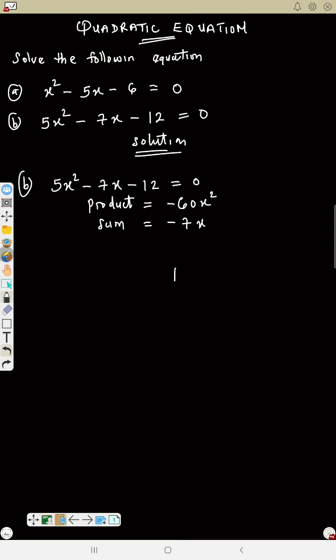So now, what are the factors of 60? You can use the LCM, because if you are not sure: 2 in 60, that will be 30. 2 in 30, that will be 15. 3 in 15, that will be 5. 5 in 5, that will be 1. That means it's like your LCM. So if I say 2 times 30 will give me 60.